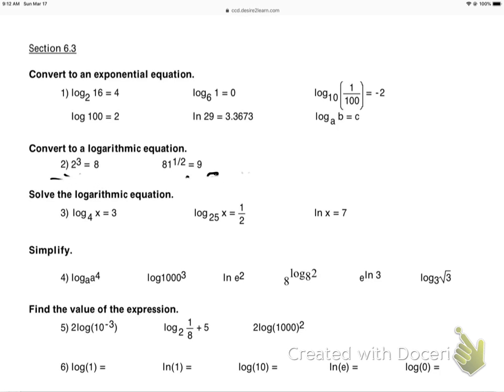Here are some rules. Because I'm kind of just flying through the homework here, hopefully you will have just looked at the rules for here. So let's take a look at some rules anyway.